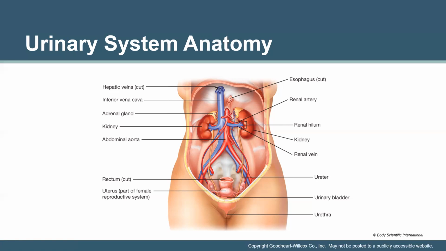On top of the kidneys are your adrenal glands. The kidney has an area where the renal artery and renal vein enter and exit, respectively. But also in the same area, the ureter, which will drain the urine from the kidney, exits, and this area of the kidney is called the hilum. Each kidney has one ureter, which will then drain urine into the urinary bladder.